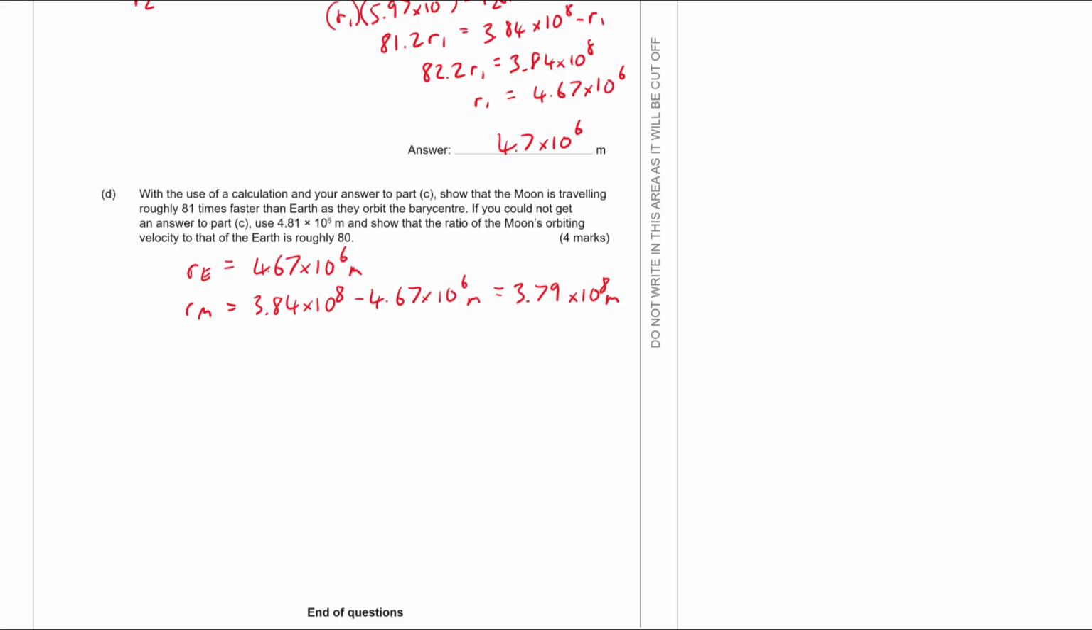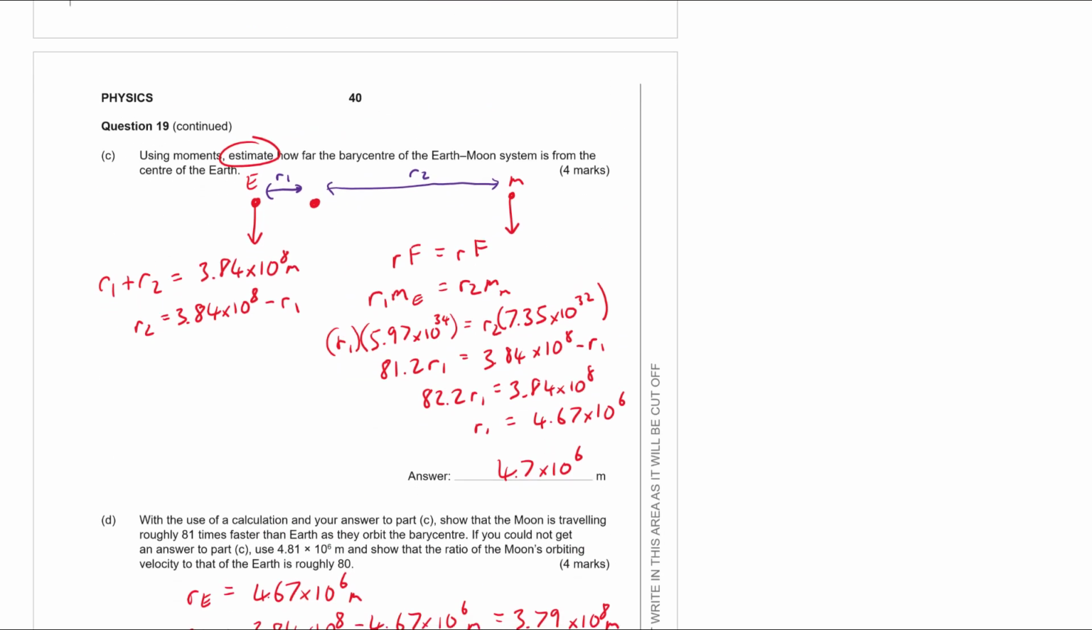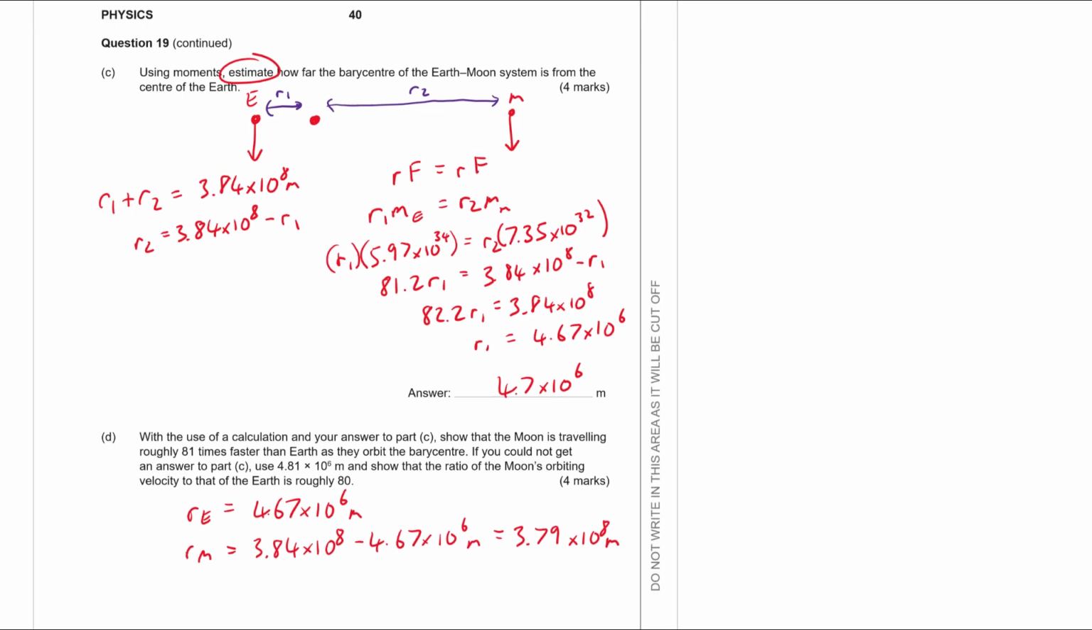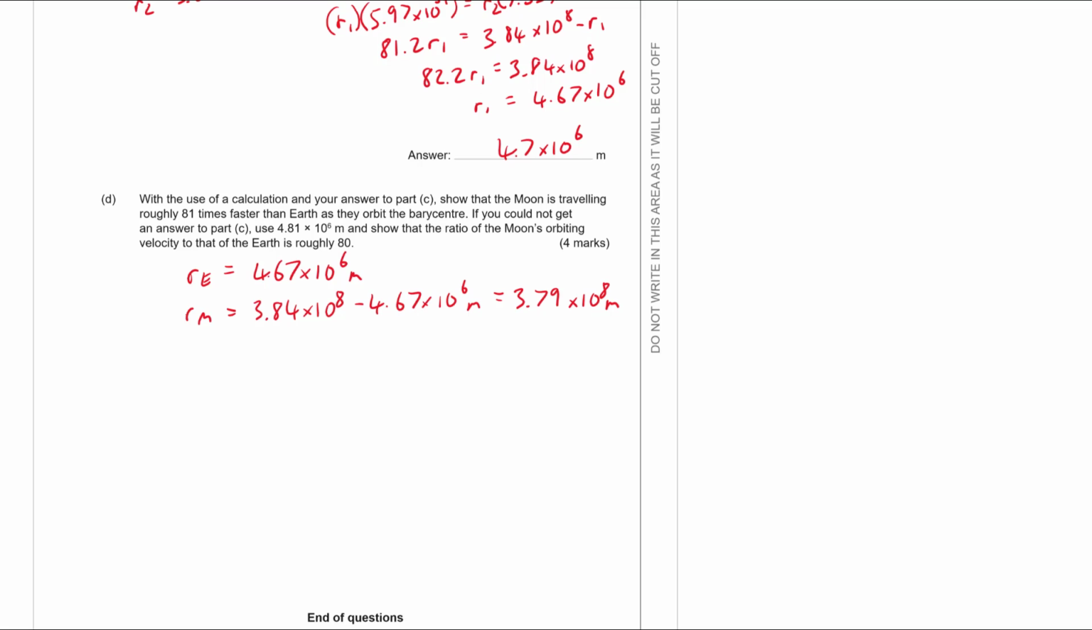Both of these bodies are orbiting, so both the Earth and the Moon are going to be orbiting this barycenter at the same rate. In other words, the period is going to be the same. I know V equals 2 pi R on T, so the period is equal to 2 pi R on V. That would mean if their periods are the same, 2 pi R_E on V_E is going to be equal to 2 pi R for the moon on the velocity of the moon. And the 2 pi's cancel out. So I'm looking at a ratio of their radii pretty much.